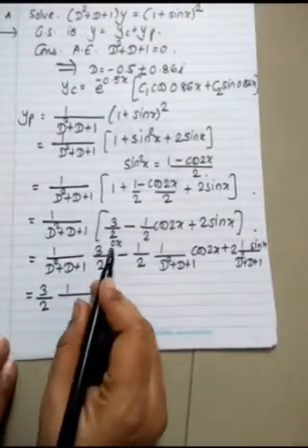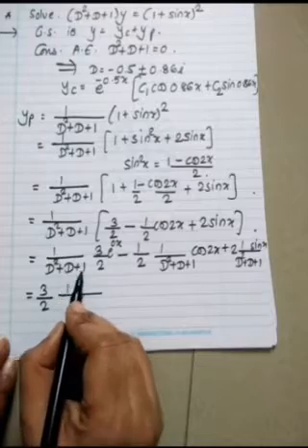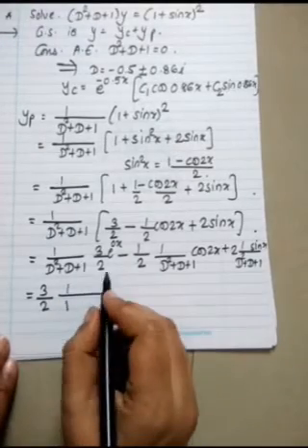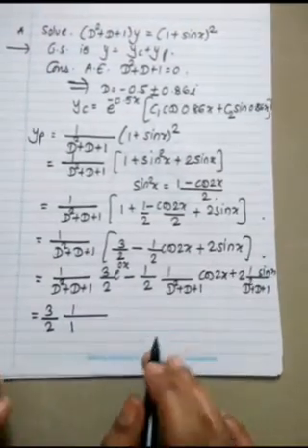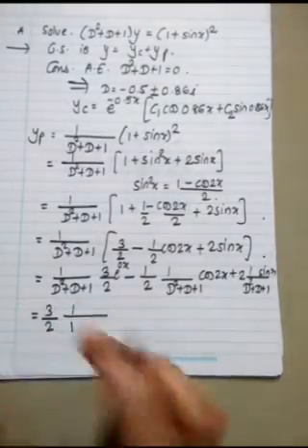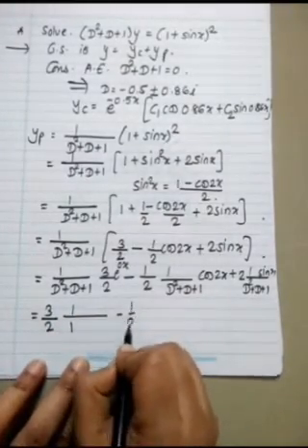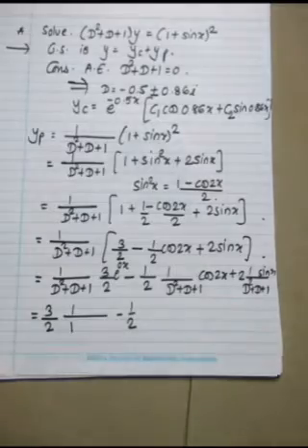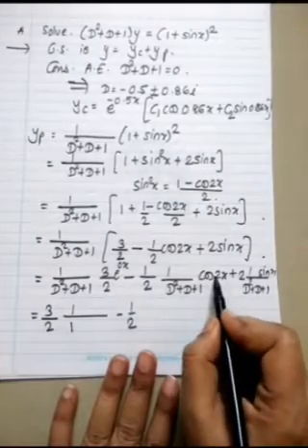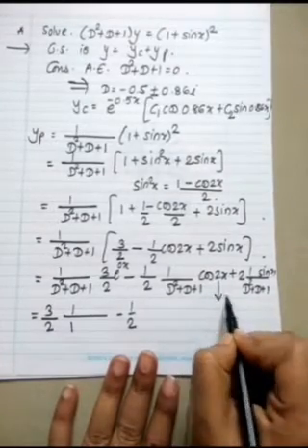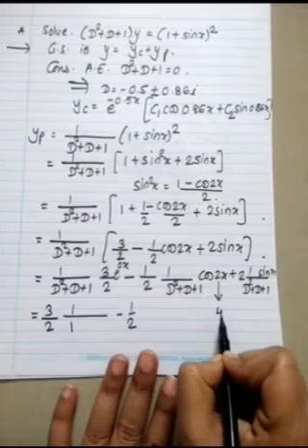So here it is 0. Only 1 will be there. 1 into e raised to 0x, that is 1. No need to write. So this is simple 1. Minus 1 by 2 cos. This is the cos term. So we have to find that. We have to square d.